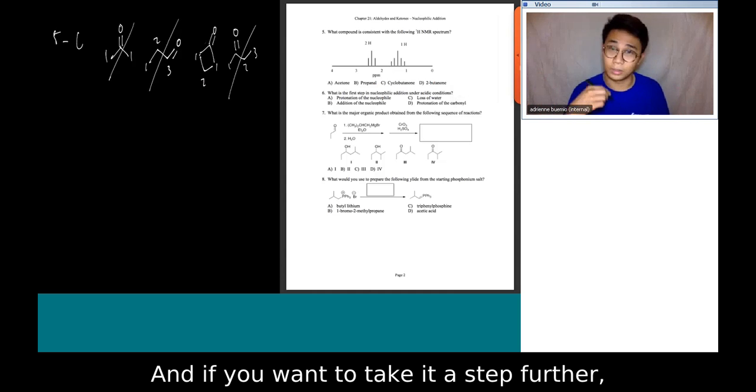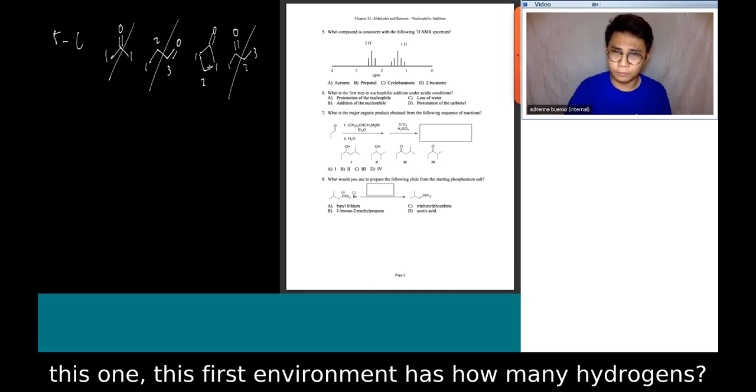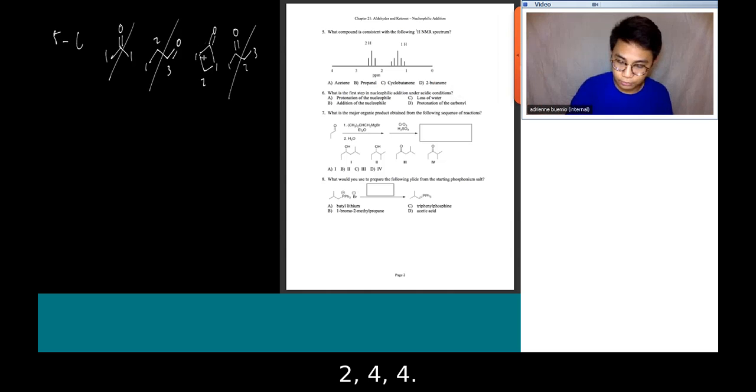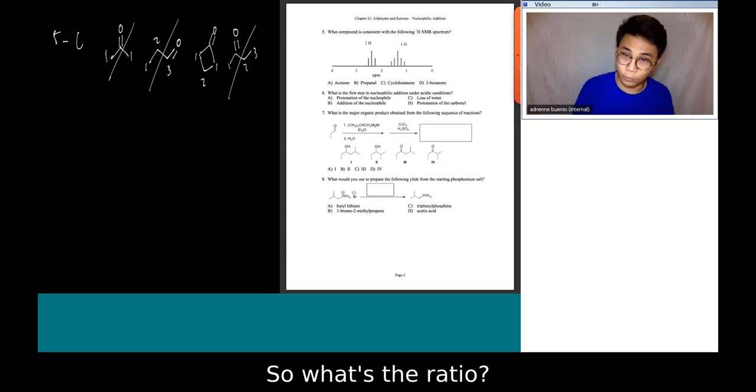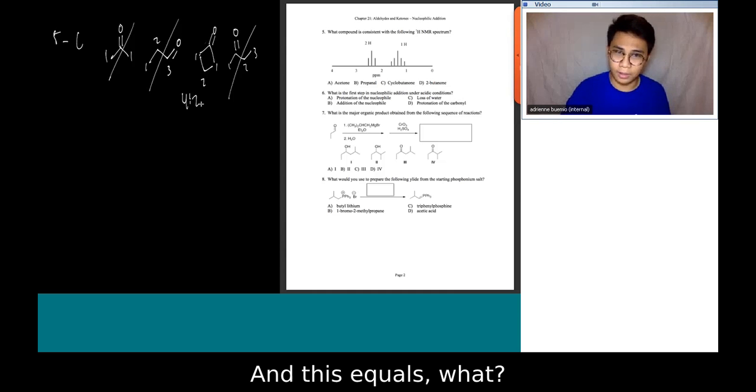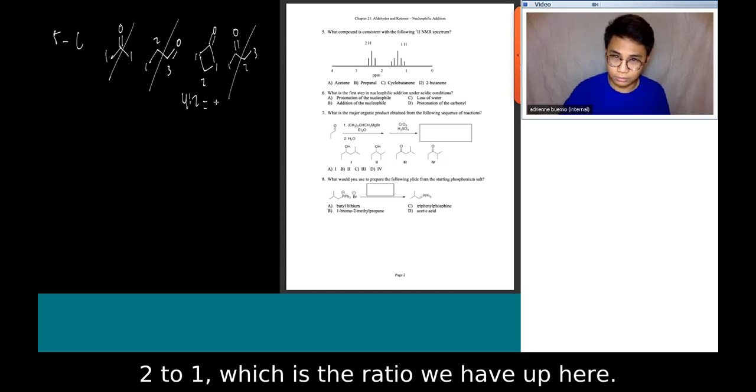And if you want to take a step further, this first environment has how many hydrogens? Four, right? And this one has what? Two. So what's the ratio? 4 to 2, and this equals what? 2 to 1, which is the ratio we have up here, right?